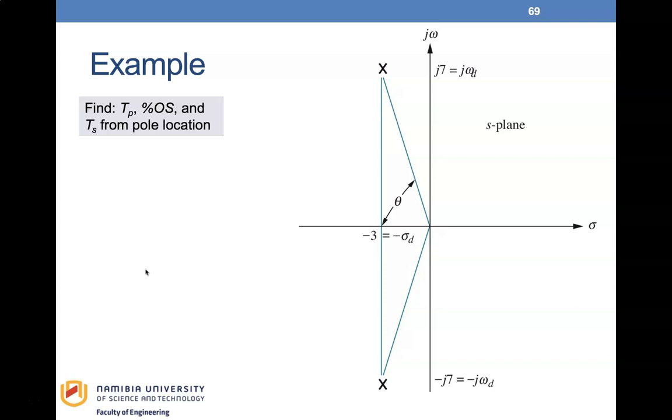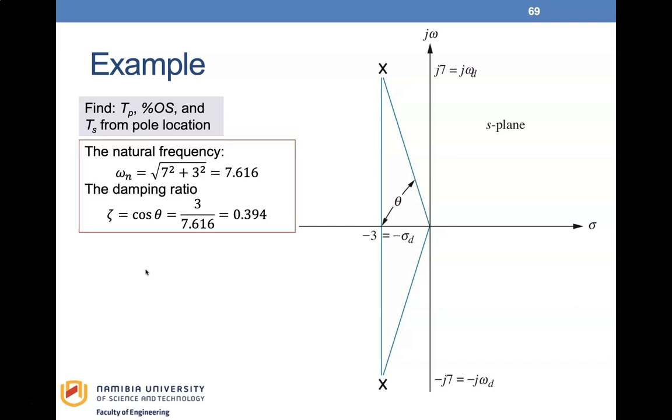First, we need to find our zeta and our natural frequency omega subscript n. We have shown that the radial distance is omega subscript n. Therefore, we can easily find omega subscript n using the Pythagorean theorem, which equals the square root of 7 squared plus 3 squared. This gives us 7.616. We can then compute zeta as cos theta, which is 3 over 7.616. This gives us 0.394. We can clearly see that this is a case of an underdamped system.